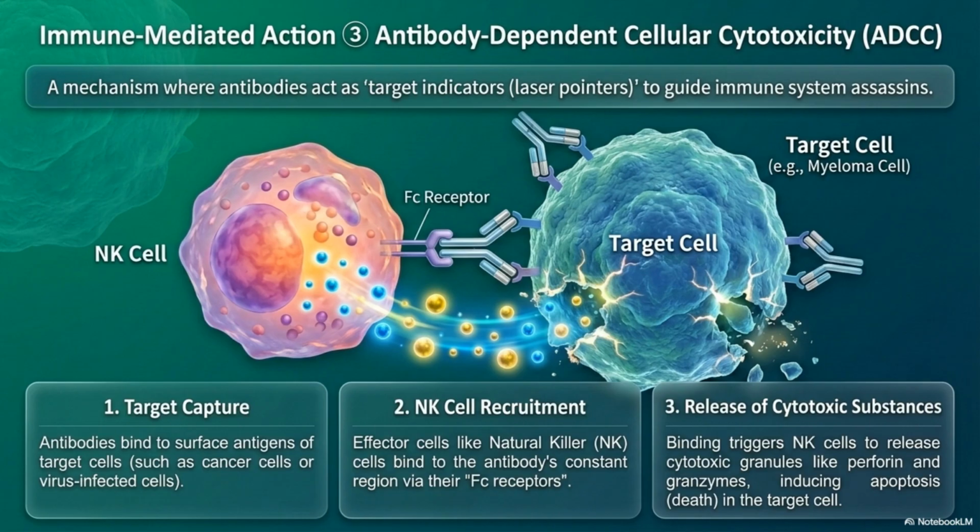The third pathway is antibody-dependent cellular cytotoxicity, or ADCC. Here, the antibody acts like a laser pointer, marking the target for destruction. Effector cells, such as natural killer cells, bind to the antibody and release potent cytotoxic granules, including perforin and granzymes, to drive the target cell into apoptosis.